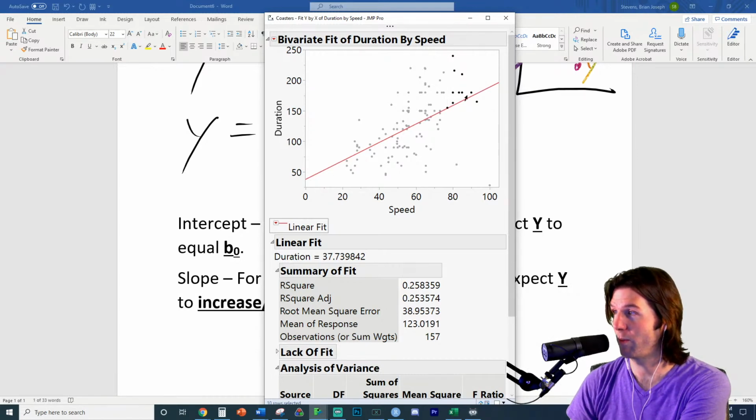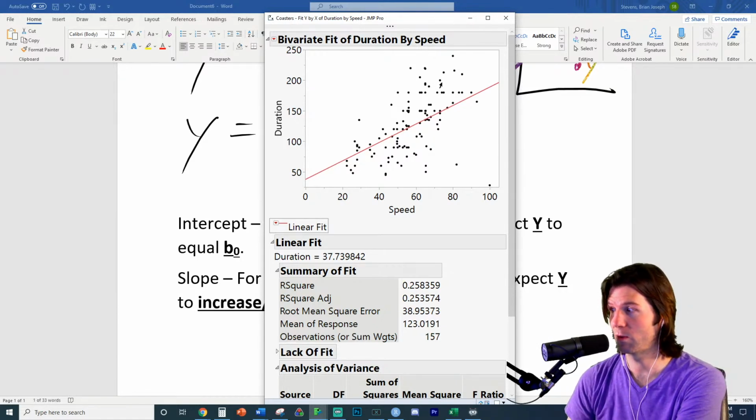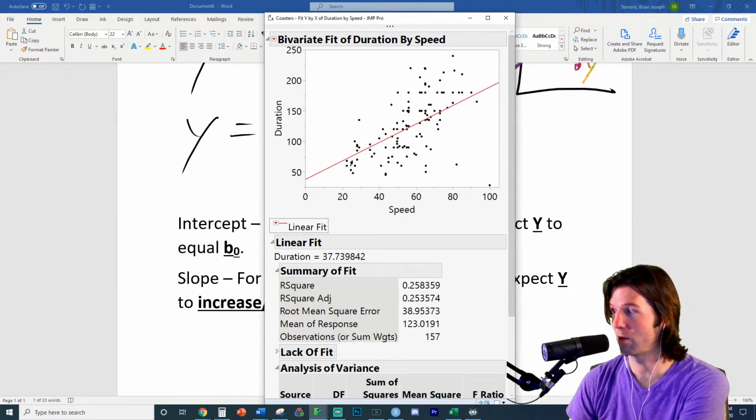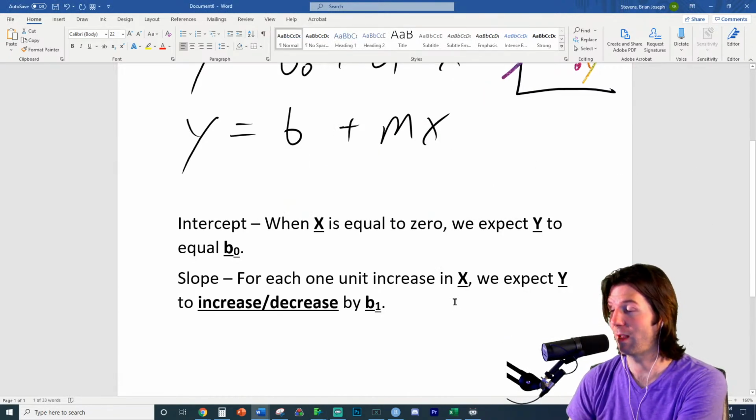The trend is generally positive. You would think that the slower roller coasters last longer, but the faster roller coasters, I mean, there's ones down here that are fast that don't last as long. But generally speaking, faster roller coasters are longer. Slower roller coasters are shorter for how long you ride them. Would not have expected that.